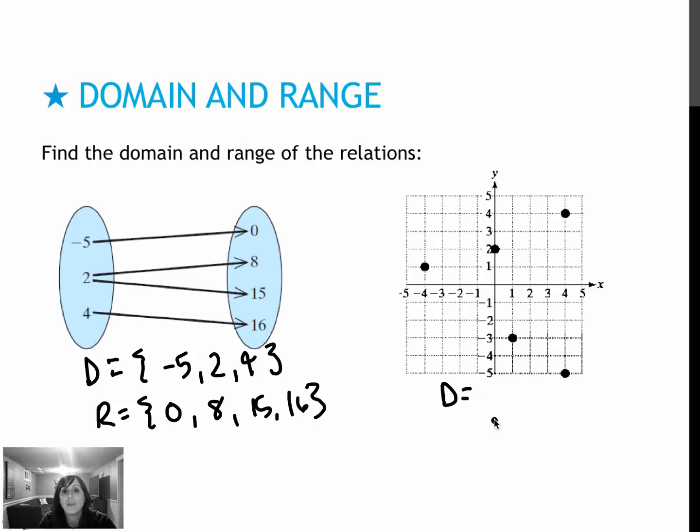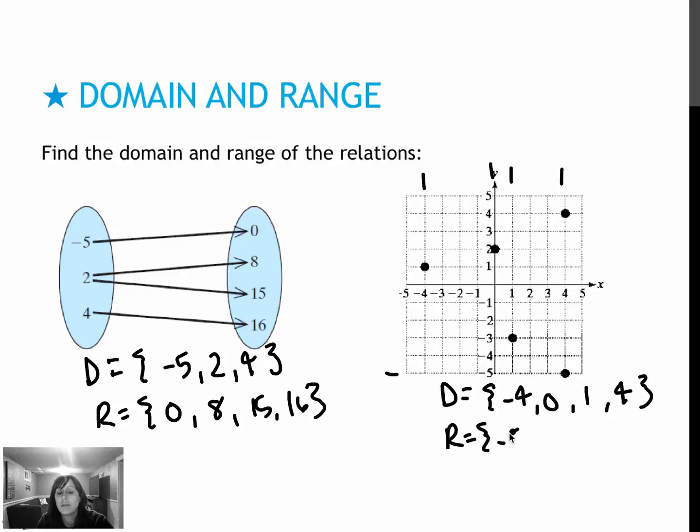The domain of the graph would be -4, 0, 1, and 4, because those are all of the x values that have a point beneath them. The range would be -5, -3, 1, 2, and 4.